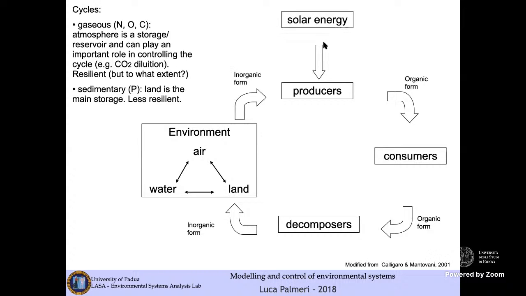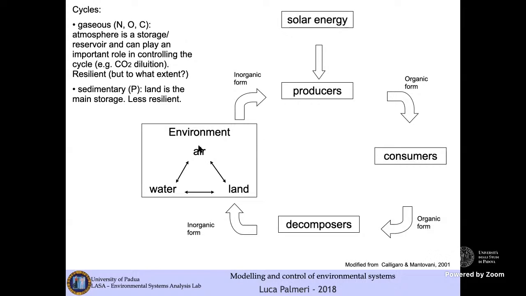We may start describing the biogeochemical cycle by saying that solar energy is the driving force. Producers absorb solar energy. They assimilate inorganic forms of nutrients, and they produce organic forms of nutrients that are then passed to consumers. Consumers release organic forms that are then processed by decomposers. Decomposers convert these organic forms into inorganic forms, and these inorganic forms are released back to the environment.